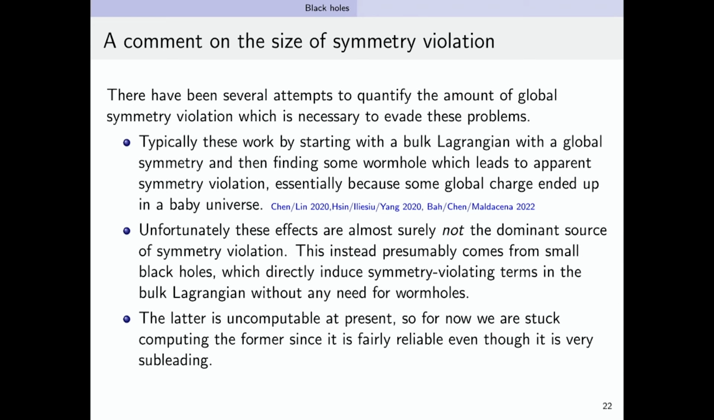So the advantage of this is it's reliable, right? Like you can compute these things in the semi-classical regime. You get an estimate that you can believe, but unfortunately, it's much smaller than the effects that you can't compute. And so I don't know what to make of it. I guess maybe that's why we didn't try too hard to quantify it. It's just we felt that there was this insurmountable problem that we didn't know how to say anything about.